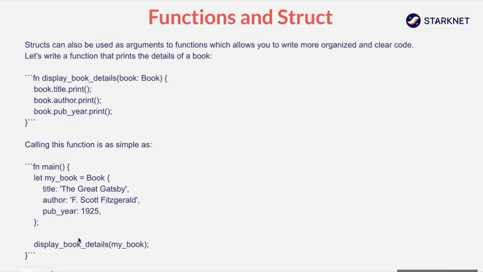So functions and struct. Struct can also be used as an argument to functions, which allows you to write more organized and clean code, right? So you pass your struct into the function display book details, and then you have book dot title and print. You print the title, author, and so on. Calling this function is as simple as this: display book details, and you pass in my book, and it fetches all the details that you want for you.